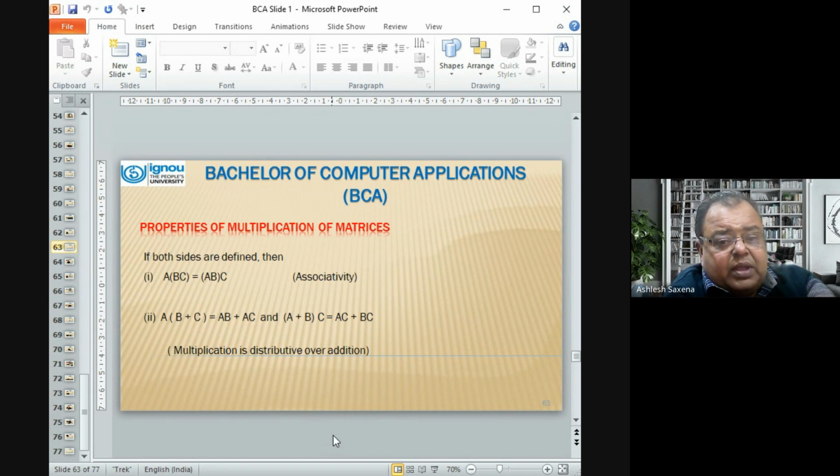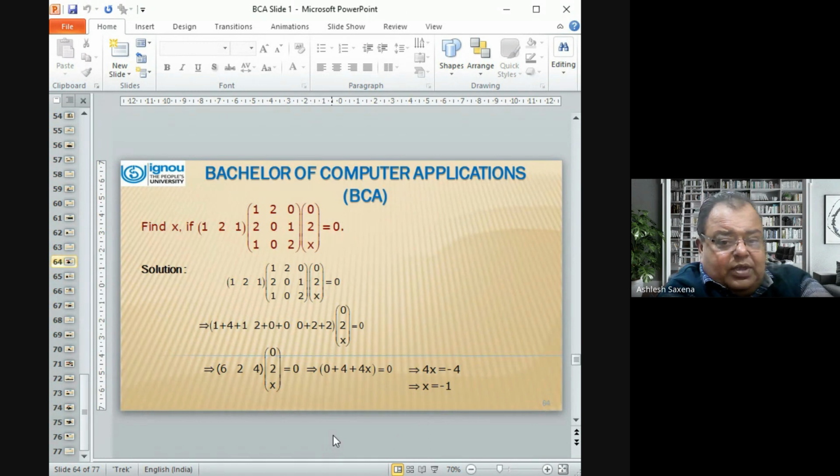And multiplication is distributive over addition. So when you are multiplying the sum of B and C with A, you will get AB plus AC. And if you are multiplying the sum of A and B with C, you will get AC plus BC. The answer will remain the same. There will be no change as such.